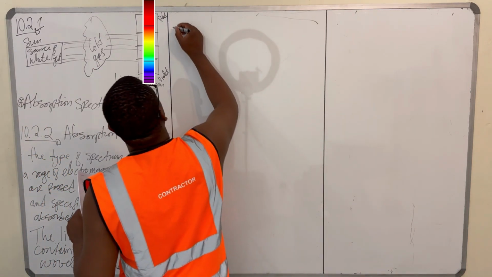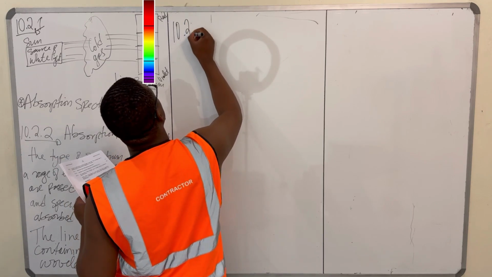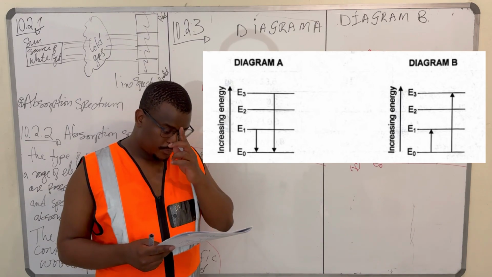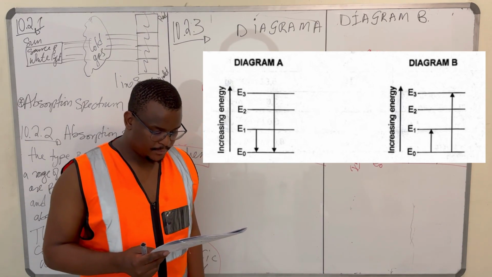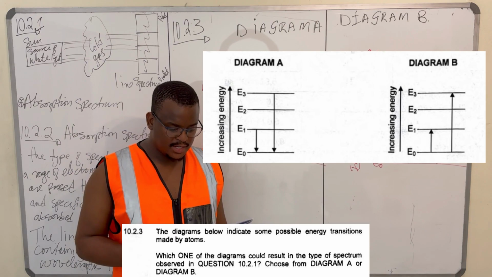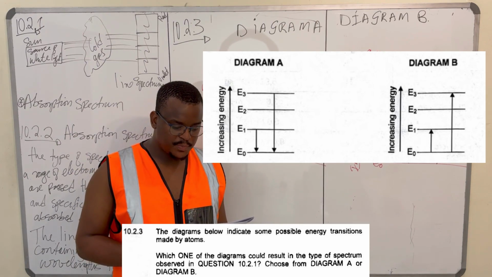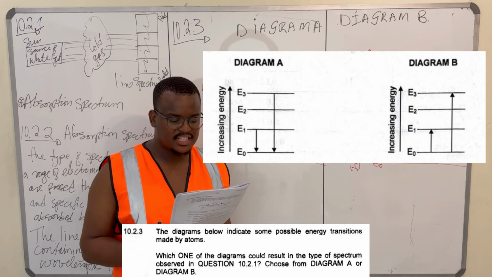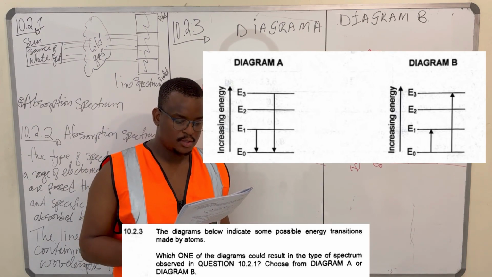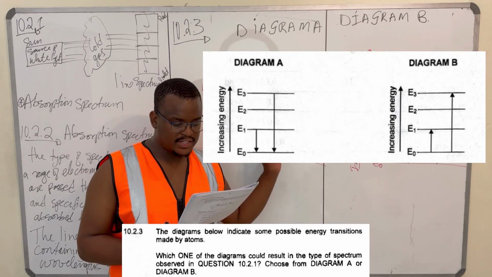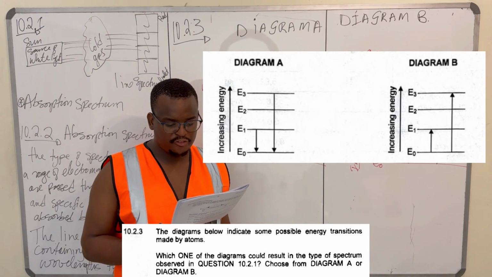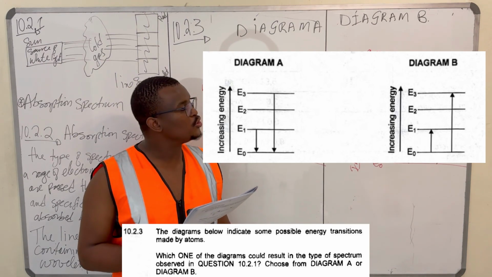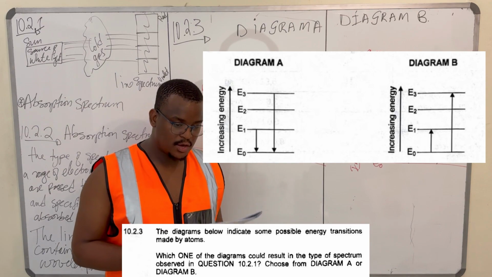So let's go to 10.2.3. Okay, so now we're doing 10.2.3. It reads as follows: the diagrams below, which are A and B, indicate some possible energy transitions made by atoms. Which one of the following diagrams could result in the type of spectrum that is observed in 10.2.1? Diagram A or diagram B?